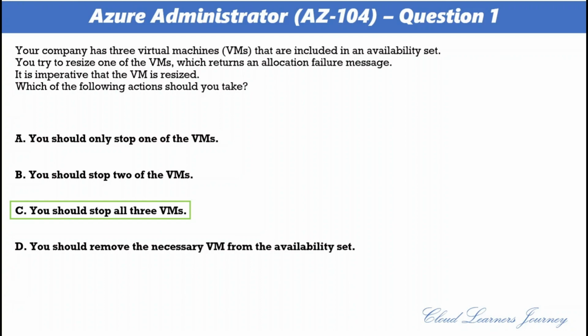The reason all VMs in the availability set must be stopped is that the new size requires different hardware than all running VMs in the availability set using the same physical hardware cluster. Therefore, if a change of physical hardware cluster is required to change the VM size, then all VMs must first be stopped and then restarted one by one on different physical hardware clusters.